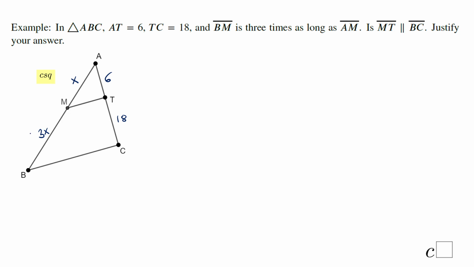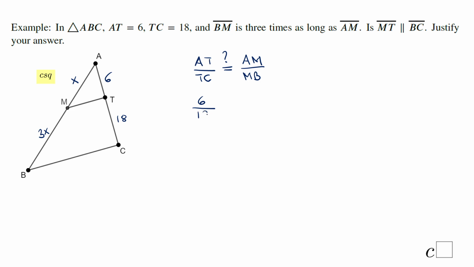So we need to take a look at these ratios. We're going to write AT over TC. And we need to check, I'm going to put a question mark here, if it's equal with AM over MB. So you remember, this is the converse of the previous theorem. If this equality is true, then yes, MT is going to be parallel with BC by the converse of the previous theorem.